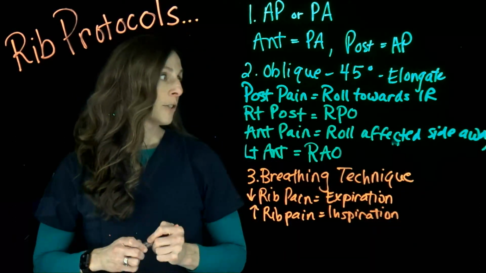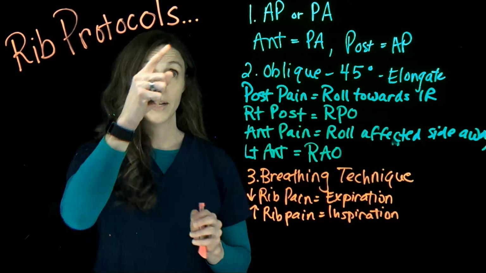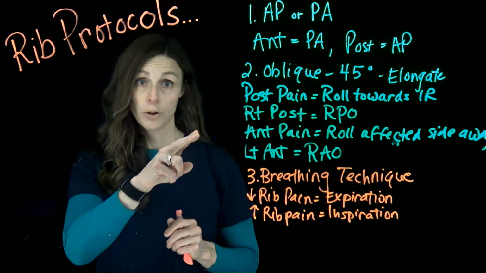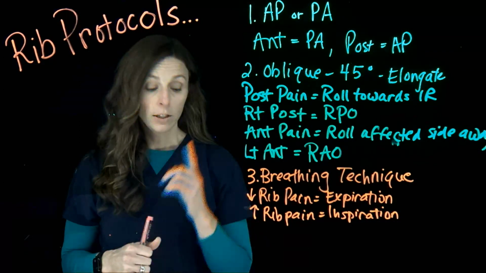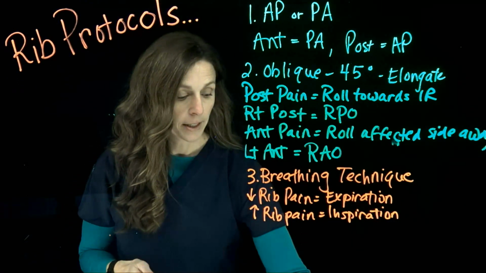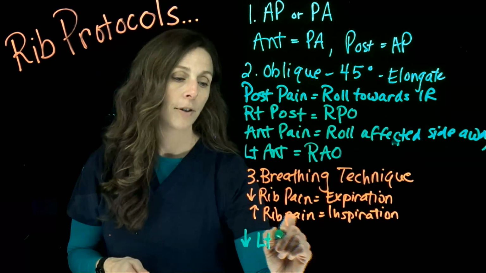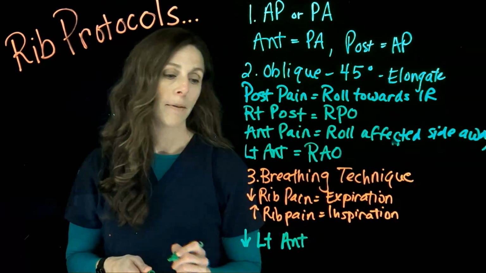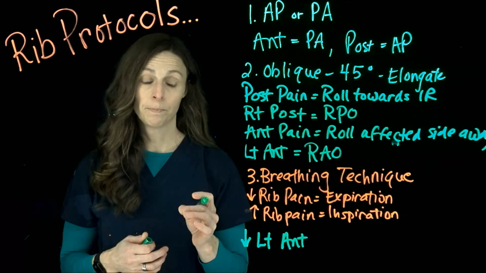Okay, so for every rib patient you do, you're doing an AP or a PA, you're doing an oblique, and you're considering your breathing technique. So let's practice. Let's say your patient comes in and they have lower left anterior rib pain. How will you position your patient and how will you breathe them?